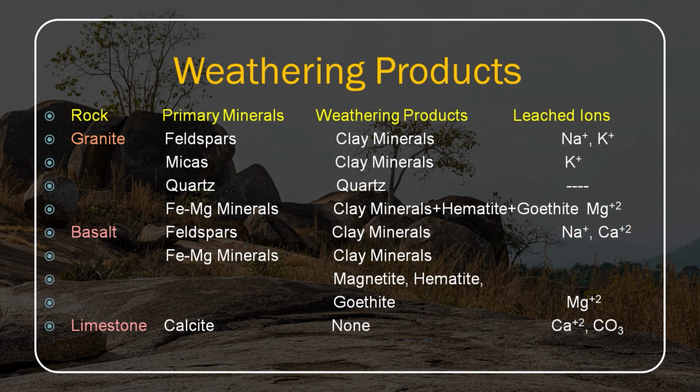hematite, and goethite. In the limestones, the major mineral component is calcite. They don't weather, they get dissolved and transported, and they produce magnesium ion, calcium ion, and carbonate. Granite leaches sodium and potassium ions, and basalt produces magnesium ion, sodium ion, and calcium ion.